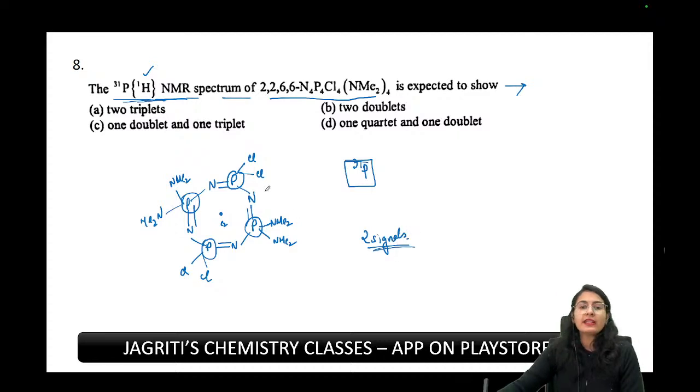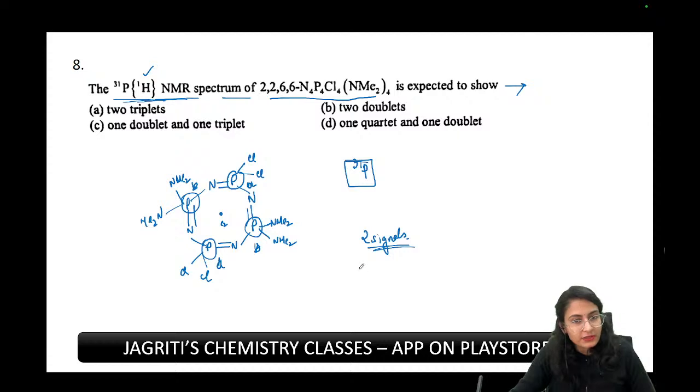दो signal आएंगे. Why? One phosphorus, let's say this is P1 P1 and then this is P2 P2. ऑल राइट, या फिर PA PB कर देते हैं. 1 2 का तो फिर फॉर्मूला में हो जाता है कंफ्यूजन, ऐसे करके. So two signals you are going to get.